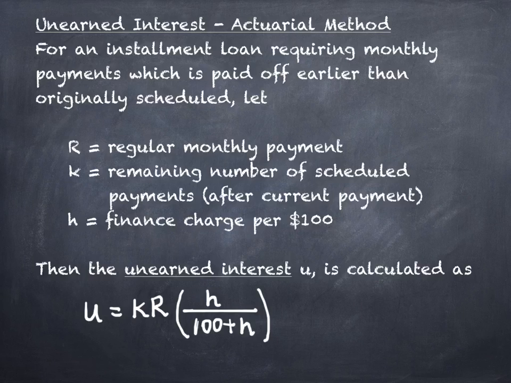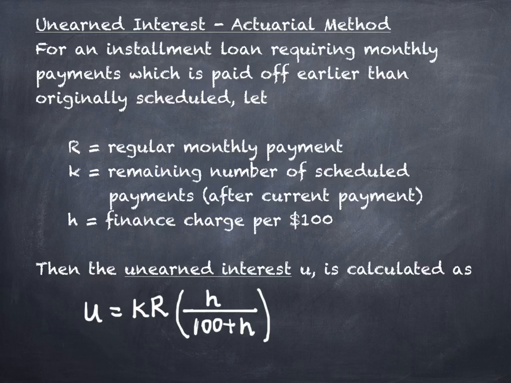All right, so this piece right here, you'll see there's three different letters. There's K, R, and H. We've seen H before. H was the finance charge per $100. You had a formula for that two slides back. H is the finance charge divided by the amount that was financed times 100. So that's the same H.